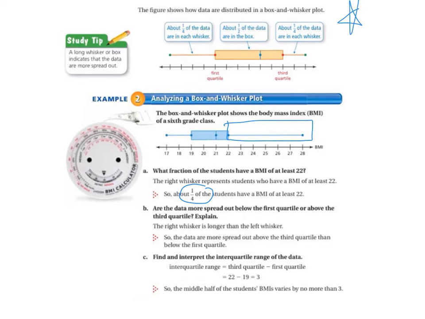Letter C, find and interpret the interquartile range of the data. The interquartile range equals the third quartile minus the first quartile. So the third quartile is 22, and the first quartile is 19. The interquartile range is the part that's in the box. So 22 minus 19 equals 3. So the middle half of the students' BMIs varies by no more than 3.